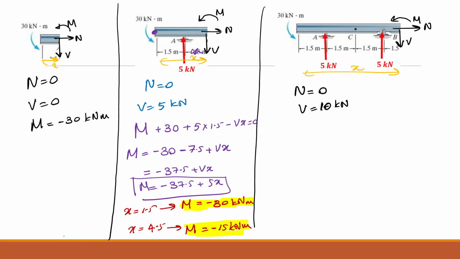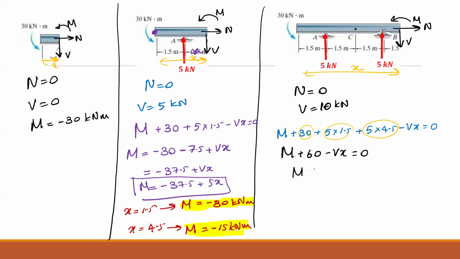Have you all finished? M plus 30 plus 5 times 1.5 plus 5 times 4.5 minus Vx is equal to 0. So you can now say, I'm going to add all this together because they all are positives on this side. 30 plus 5 times 1.5 plus 5 times 4.5, that is 60. So we can say M plus 60 minus Vx is equal to 0.